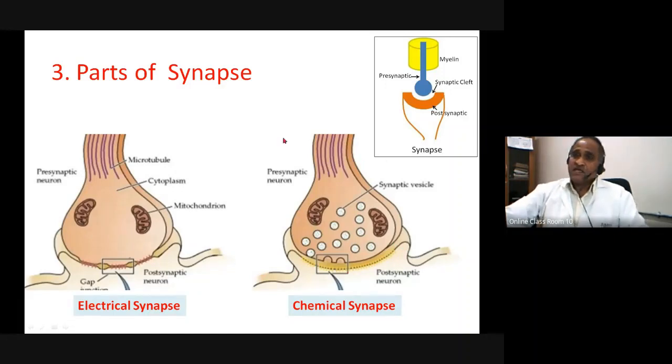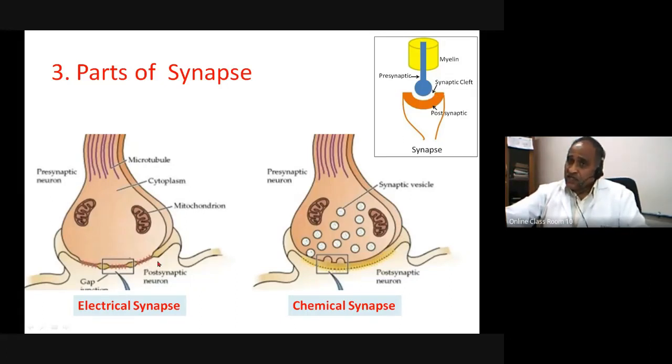So that means the parts, there are mainly three major parts. One, presynaptic. This is the presynaptic knob. This is the presynaptic terminal. And then we have the synaptic cleft. So that is the space here. Especially this is there in case of a chemical synapse.